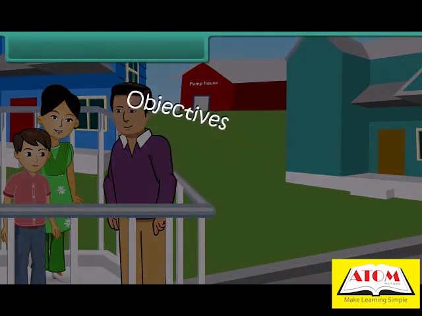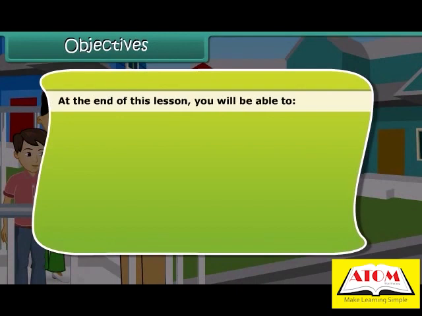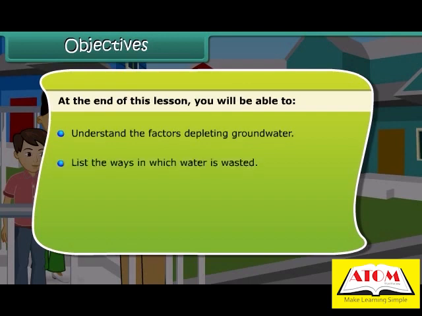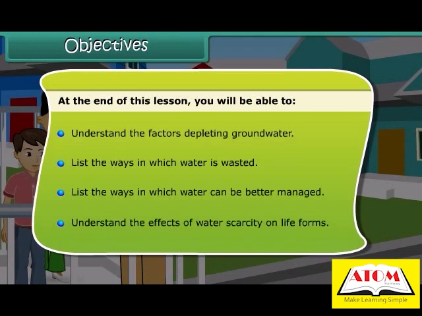Objectives. At the end of this lesson, you'll be able to understand the factors depleting groundwater, list the ways in which water is wasted, list the ways in which water can be better managed, understand the effects of water scarcity on life forms.